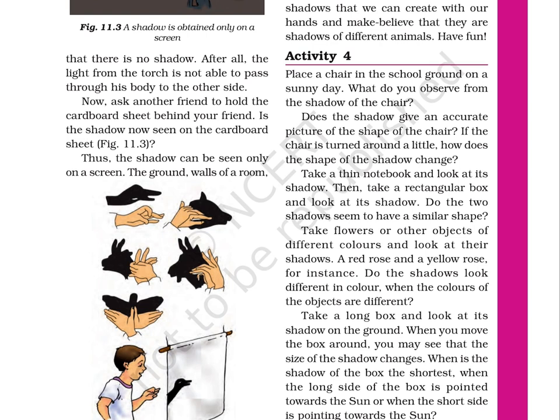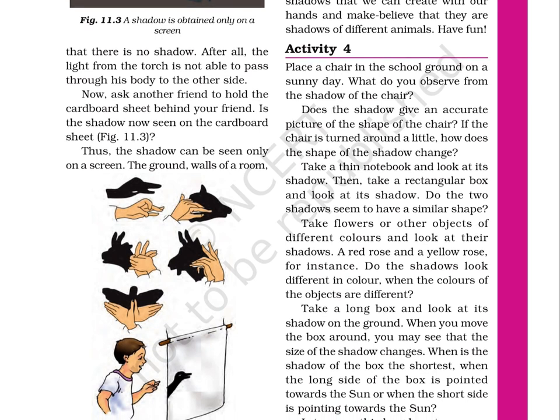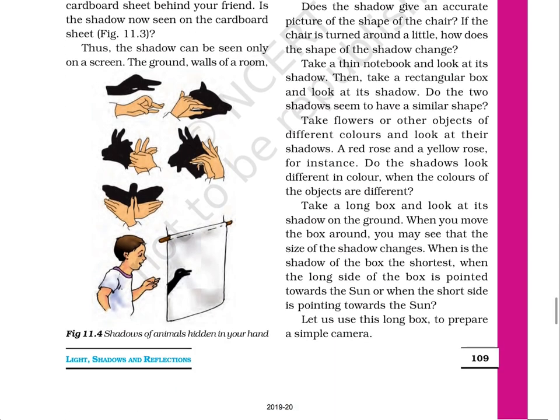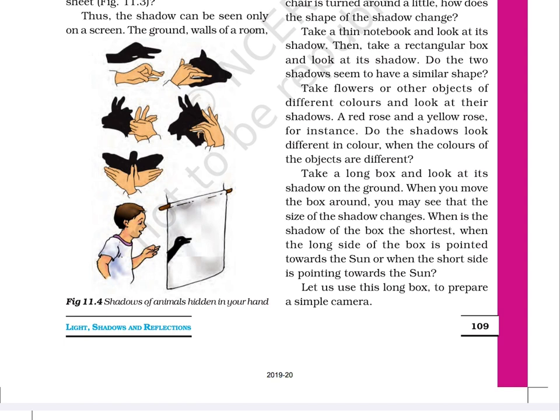Take flowers or other objects of different colors and look at their shadows. A red rose and a yellow rose, for instance. Do the shadows look different in color when the colors of the objects are different? Take a long box and look at its shadow on the ground. When you move the box around, you may see that the size of the shadow changes. When is the shadow of the box the shortest? When the long side of the box is pointed towards the sun, or when the short side is pointing towards the sun? Let us use this long box to prepare a simple camera.